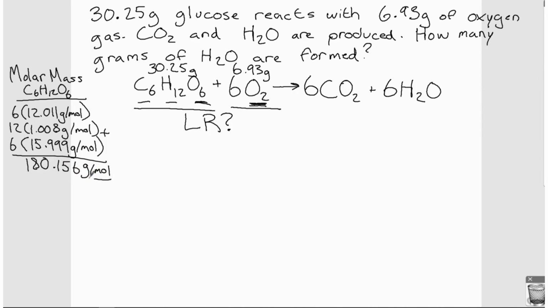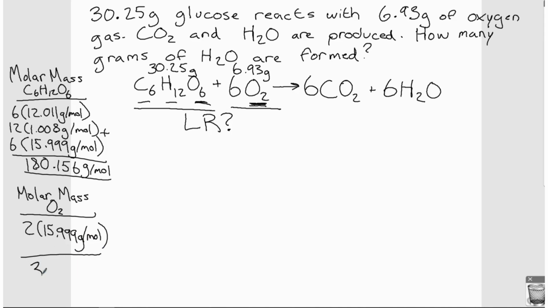So that is our molar mass for glucose, which will help us determine the number of moles that we have. We also need to figure out the molar mass of oxygen gas, O2. This is a little bit more simple than glucose because we only have 2 atoms involved and they're both oxygen. So we will just take 2 times 15.999 grams per mole, oxygen's molar mass, to get our answer of 31.998 grams per mole of O2. Now that we have our molar masses, we can move forward to our mole calculation.